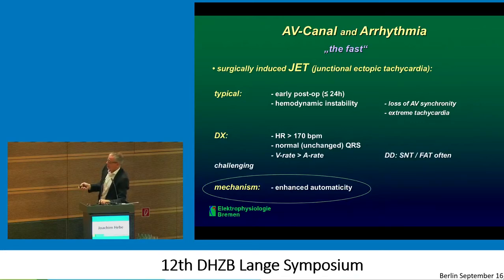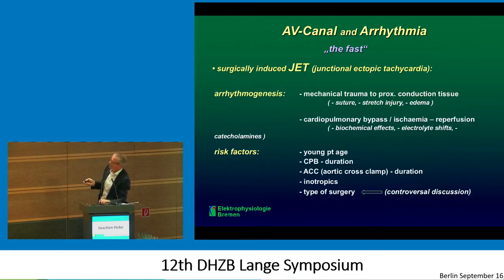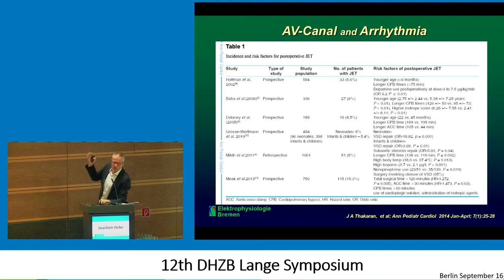Typically it's high rate, and we know the mechanism today is enhanced automaticity. So it's a focal enhanced automaticity of the specific conduction system tissue, typically originating from the compact AV node or the distal portion, being close to the His bundle or the early branches. What we don't know, and what we are speculating on, going into the literature and our own experience, is the arrhythmogenesis. For sure, mechanical trauma is one of the points discussed. Cardiopulmonary bypass, ischemia, reperfusion is another, then electrolyte shifts, catecholamines, and so on. Looking at the literature, always young age, cardiopulmonary bypass duration, clamp time, the use of inotropics, or the type of surgery are discussed. But there's a big mixture if you go to the little literature we can find about that.